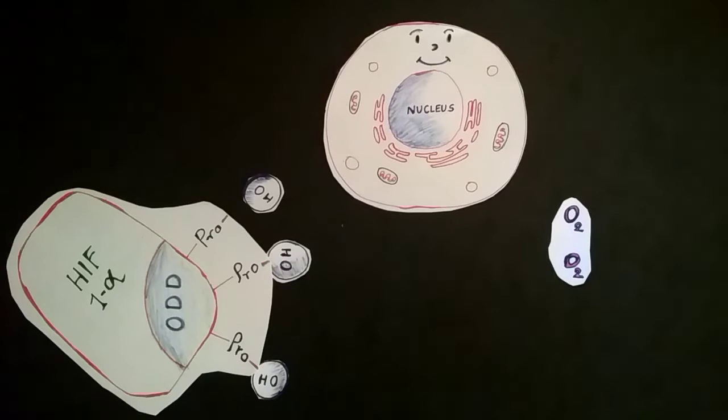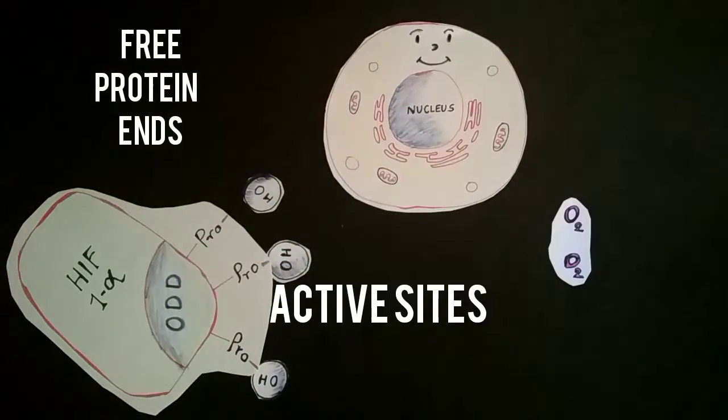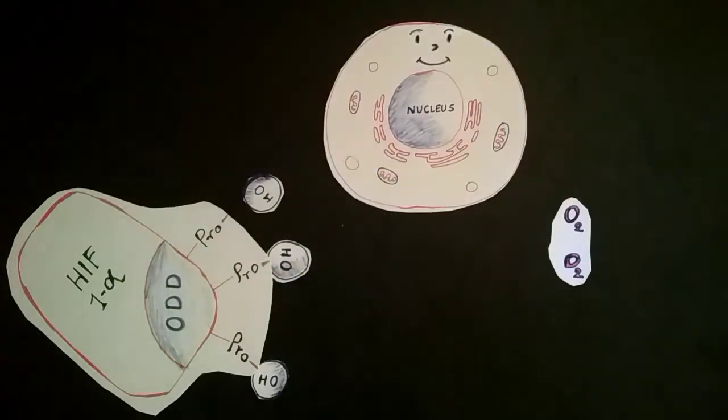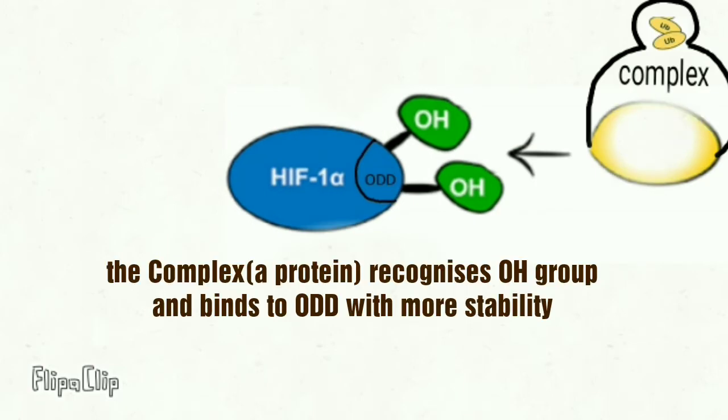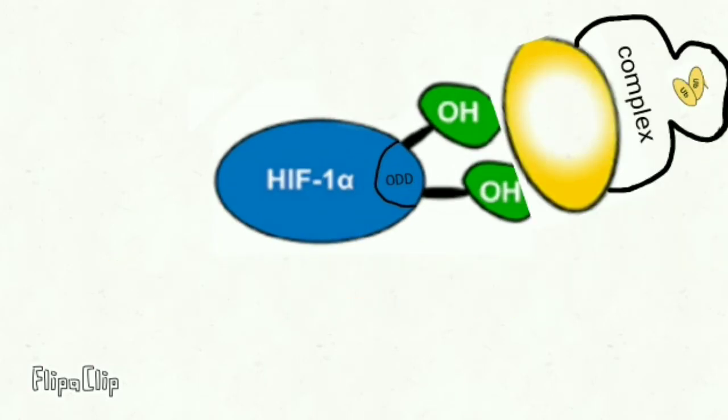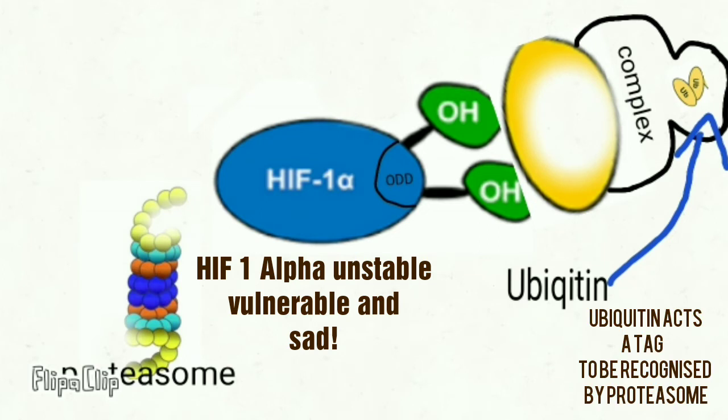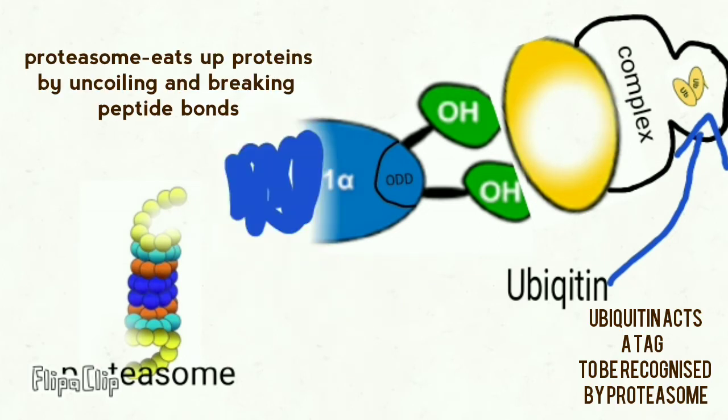The proline residue sites are the open protein ends acting as active sites. This type of protein modification is known as prolyl hydroxylation. Prolyl hydroxylation helps a complex containing ubiquitin to bind to the hydroxyl groups, leaving HIF1 alpha unstable and vulnerable to the proteasome, which degrades it through proteolysis, or peptide bond breaking. To which part was the complex bonded and why?